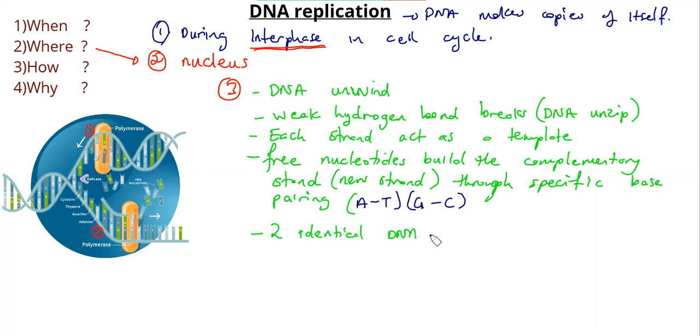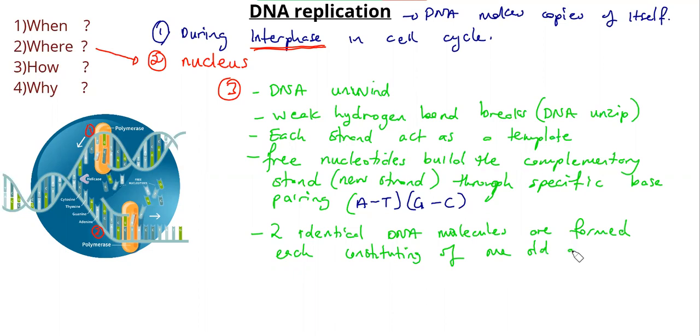Identical DNA molecules, sorry, are formed, each consisting of one old strand and one new strand. So we'll have an old strand. What we can see here is that this is a new strand. Let me do this here.